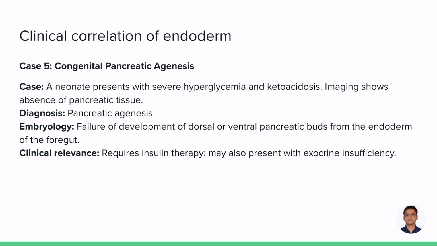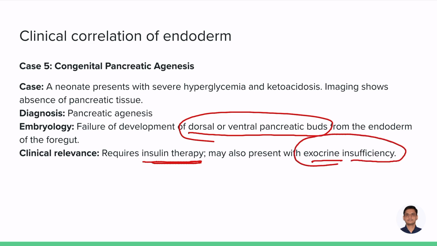Fifth case is congenital pancreatic agenesis. It presents with severe hyperglycemia in a neonate with ketoacidosis. Imaging shows the absence of pancreatic tissue, and it is due to the failure of development of the dorsal or ventral pancreatic buds from the endoderm of the foregut. It requires insulin therapy and may also present with exocrine pancreatic insufficiency.